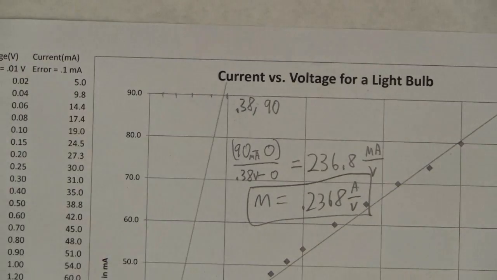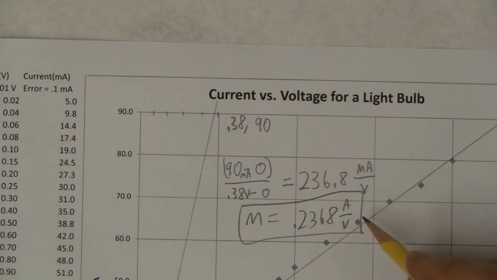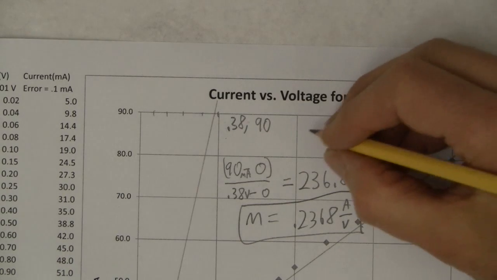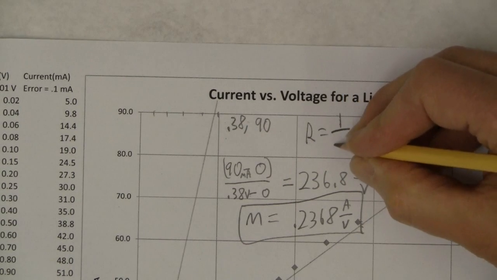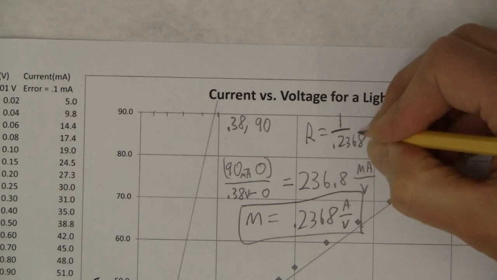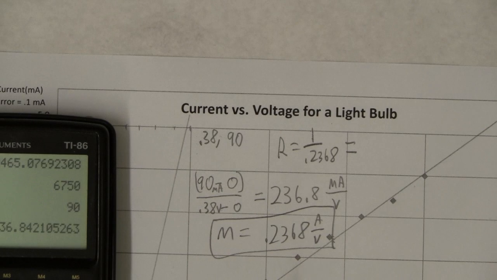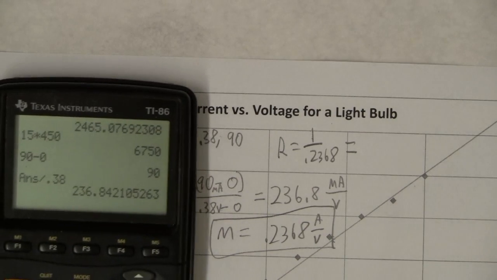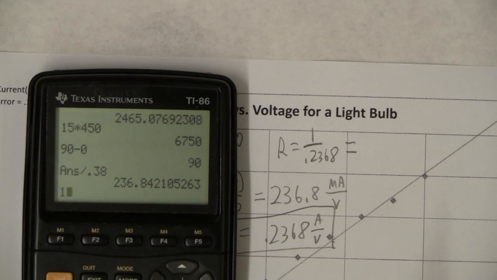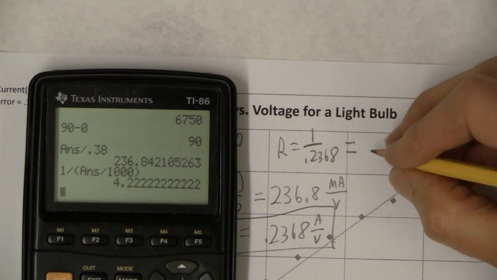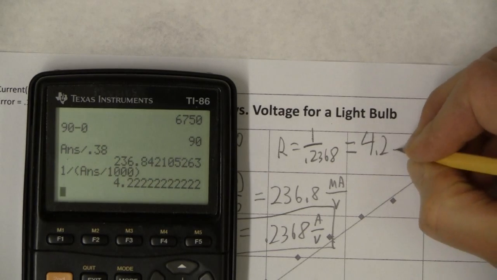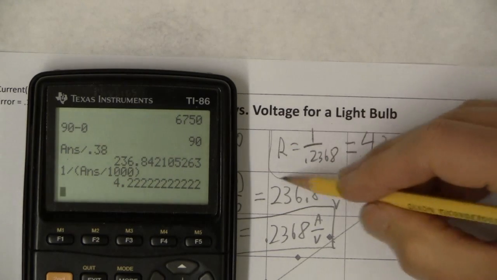Now, if I want to find the resistance from that, the resistance is 1 divided by that. So my resistance is 1 over 0.23. Here we go. 1 divided by the answer divided by 1,000, and I get 4.2 ohms roughly for that part of the graph.